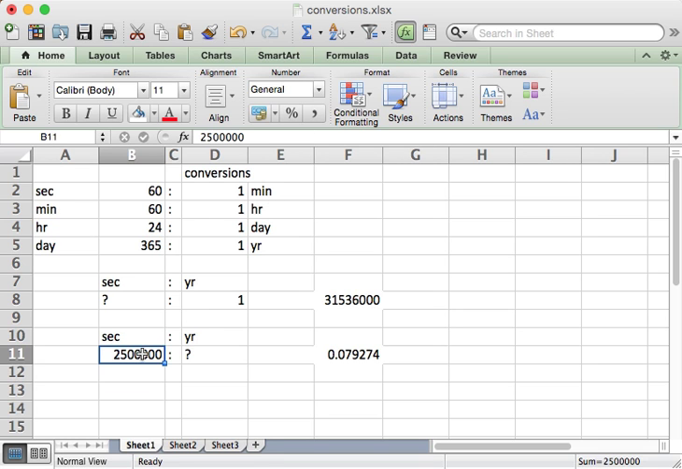Alrighty, hopefully this helps, and you could set up things similar for any sort of units, whether you have just one computation or multiple. Excel's powerful, right? Start using it to your advantage.